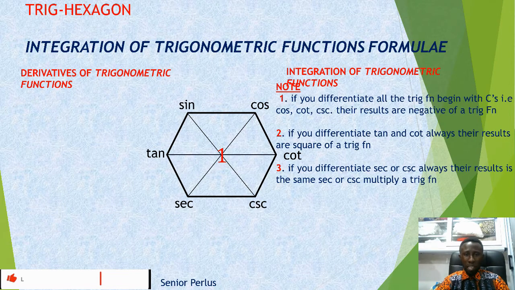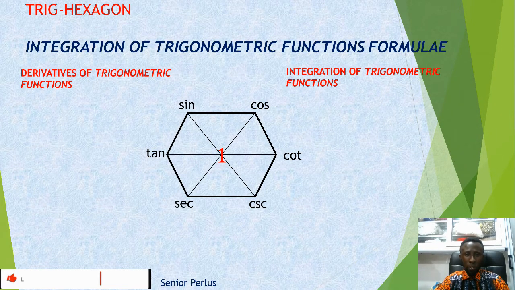We will use 3 sides of the trig hexagon to know the derivative and the integral. Observe the movement of the arrows. Let's begin. Derivative of sin s is cos s. The reverse is integral of cos s is sin s plus c.